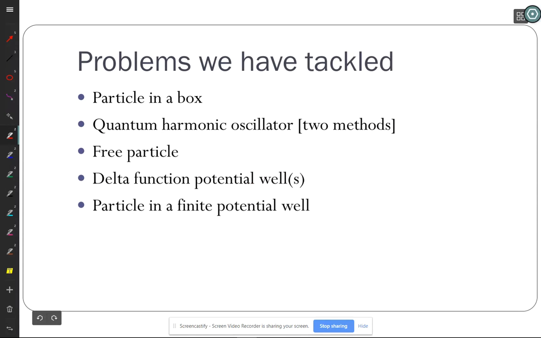So problems that we have tackled, things that we've done: particle in the box. How do you feel about the particle in the box problem?